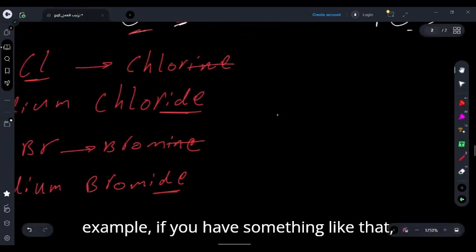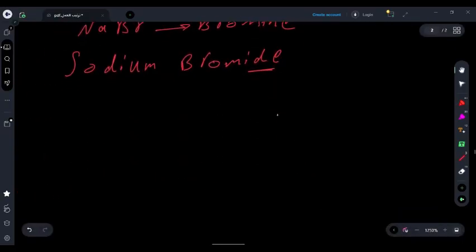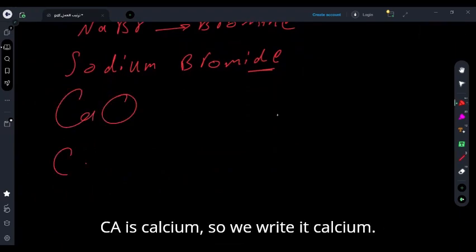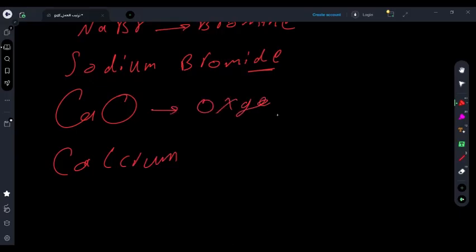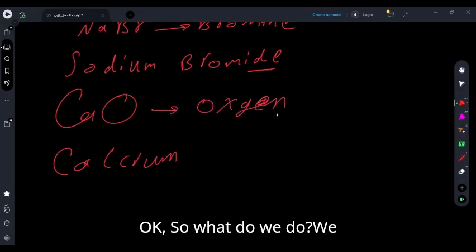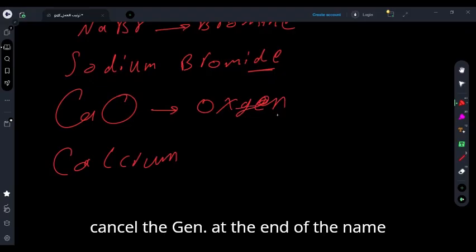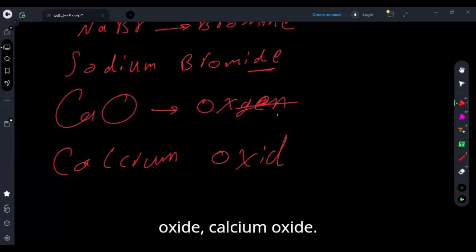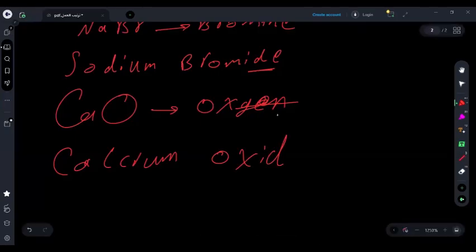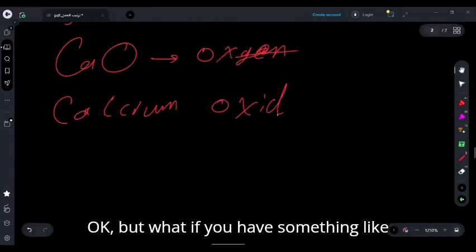Okay, for example, if you have something like CaO. Now Ca is calcium, so we write calcium. O is oxygen, so what do we do? We cancel the GEN at the end of the name and we add IDE. So it's going to be oxide, calcium oxide. Okay, but what if you have something like that?